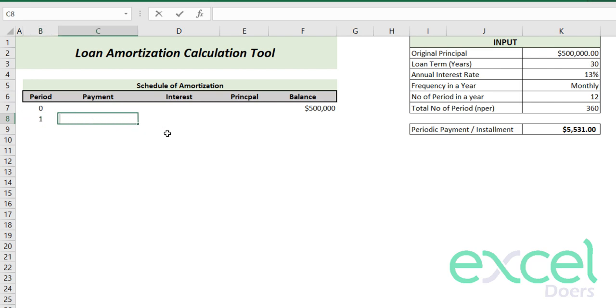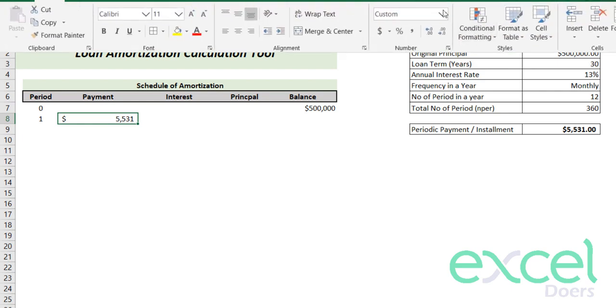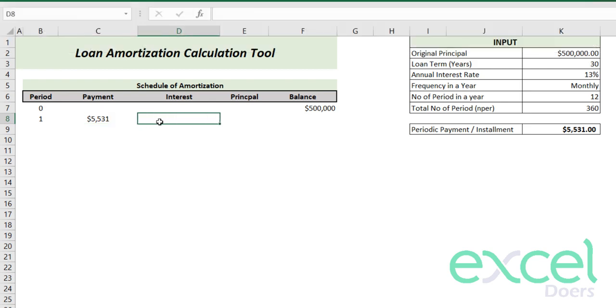So how much money are you gonna pay? You're gonna pay this installment, right? So you can simply freeze that. Okay, let's make it a simple currency with zero decimal. Okay, so this is the money you are going to pay for your next period.